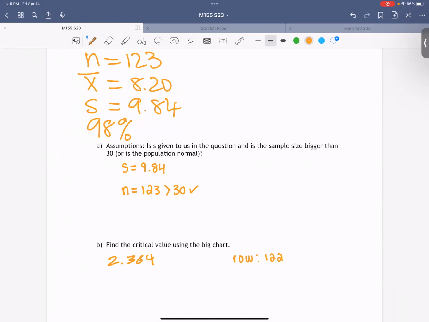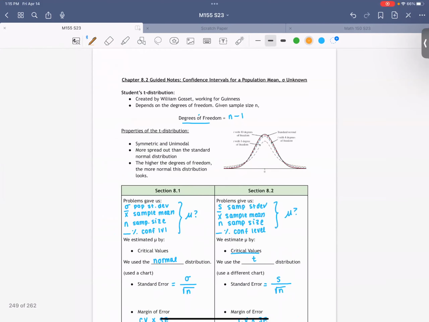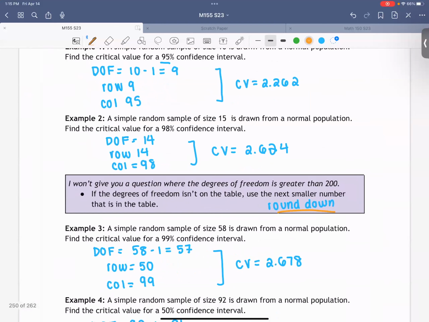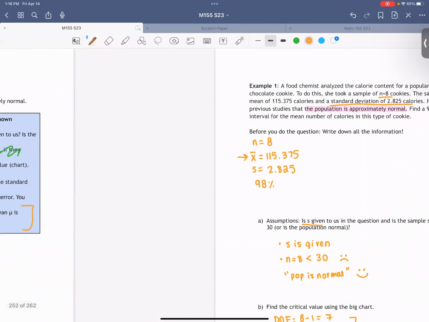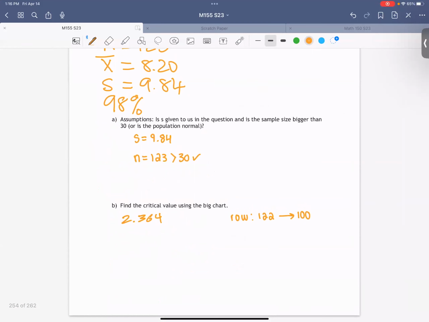But if you look at your chart, there isn't a row 122, right? So what row did I actually use? Ooh, it's actually 100. So you actually round down with these. Let's go back in the notes here. This is where it says, so always just use the next smaller number, not the next bigger number. I know it's kind of confusing since all of these tiny steps either tell you to round up or round down. For these questions, you round down.